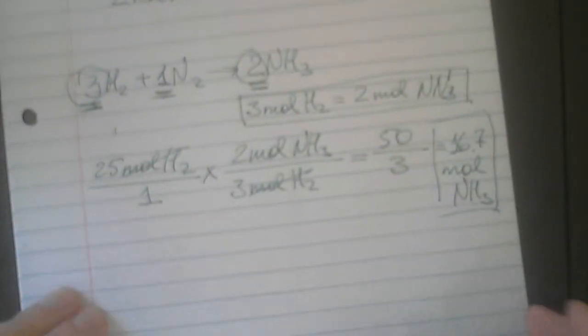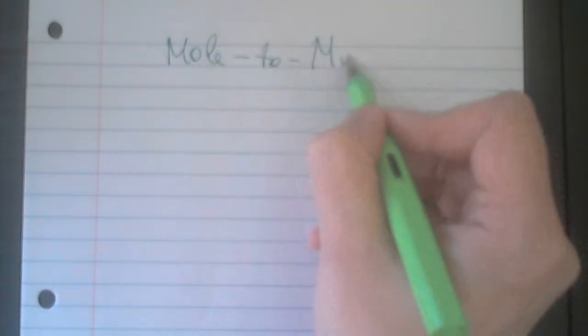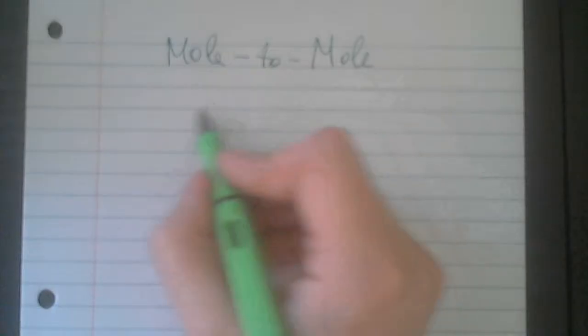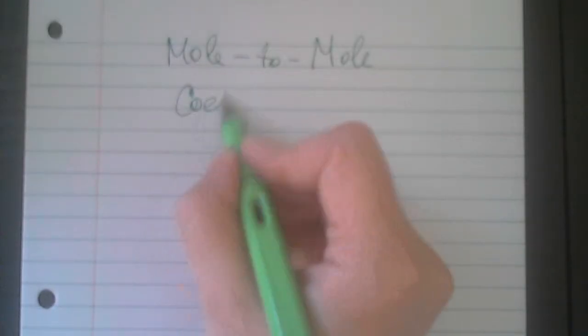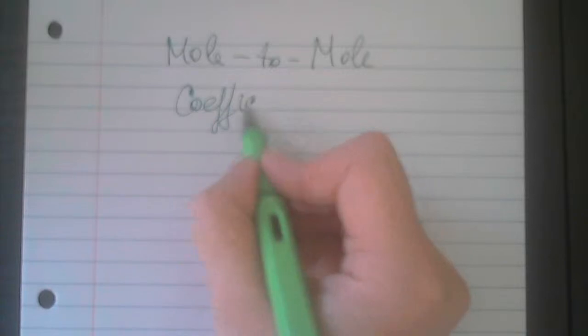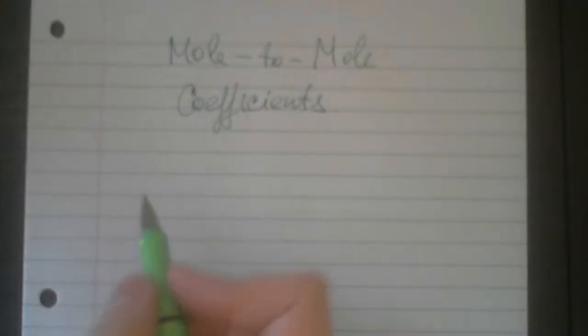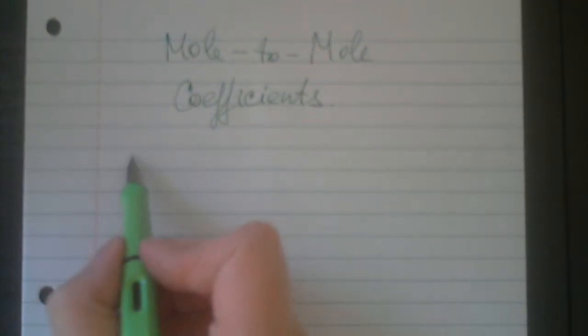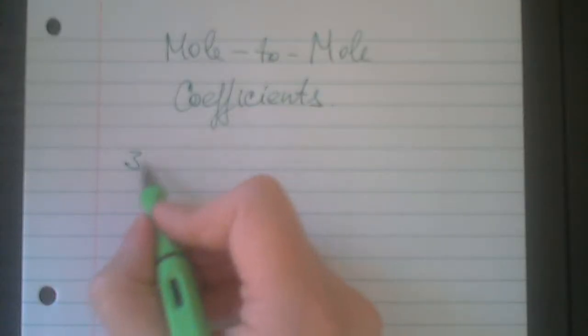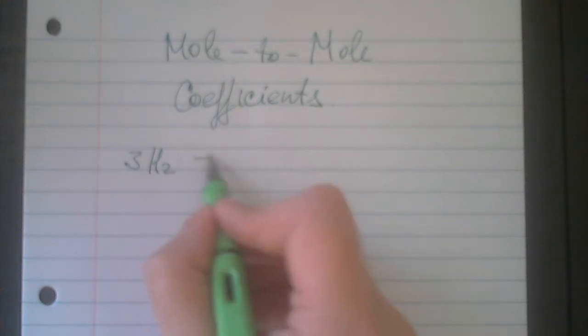I just did a conversion of mole to mole. So, general idea for mole to mole conversions: we are using coefficients for it. For mole to mole conversion, we're using coefficients. Okay, let's do one more of them and then move to mass conversions.